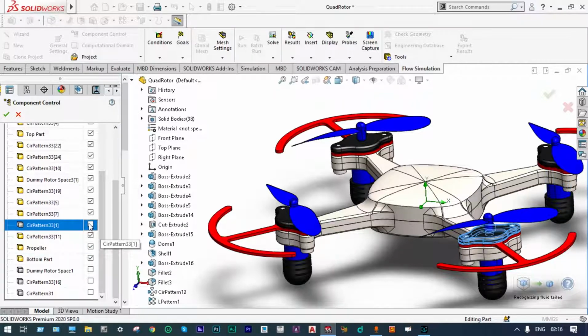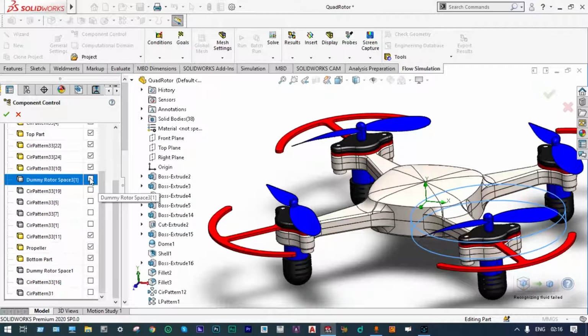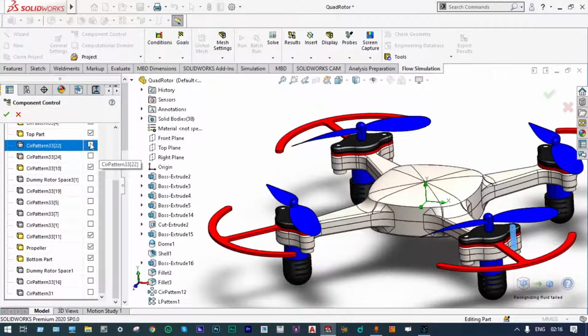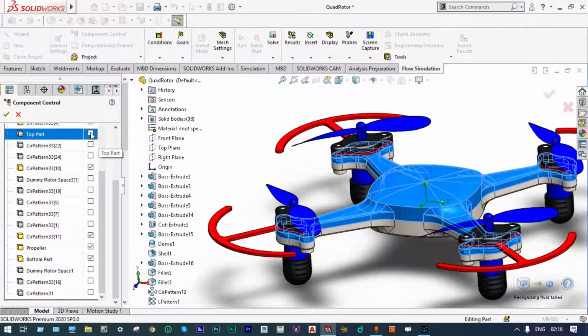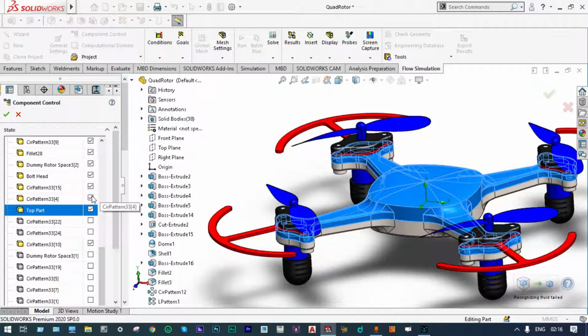This one is the flange, that is not important. This one is a bolt, not important. This is also unimportant. Bolt, unimportant. Let us disable the unimportant parts for this simulation. This is dummy rotor space. Propeller, this is required. Bolt, not required. Top part, this is required. So whatever is not required has to be eliminated in this simulation effect.